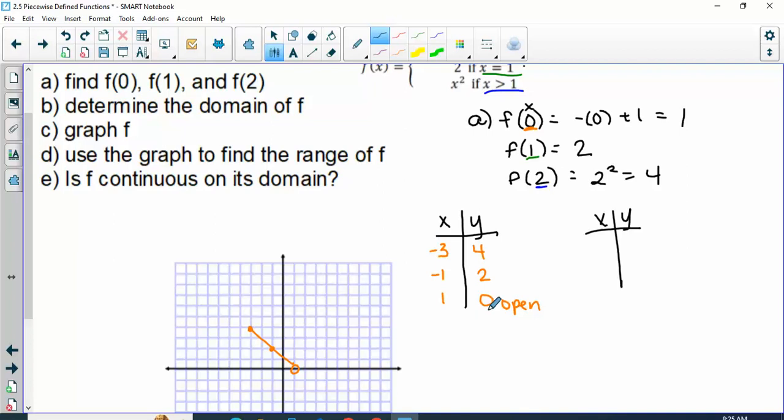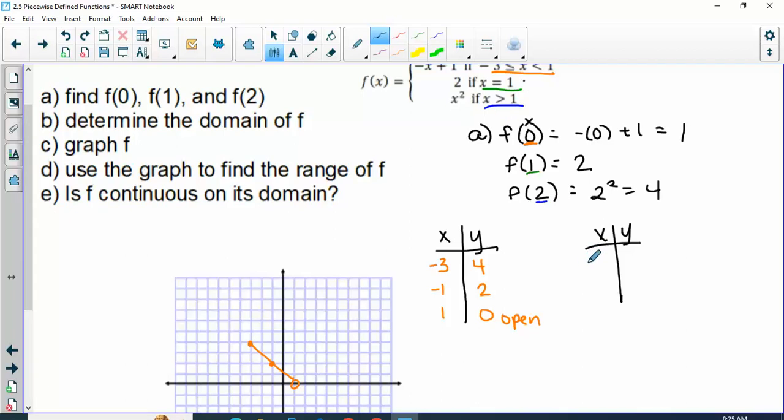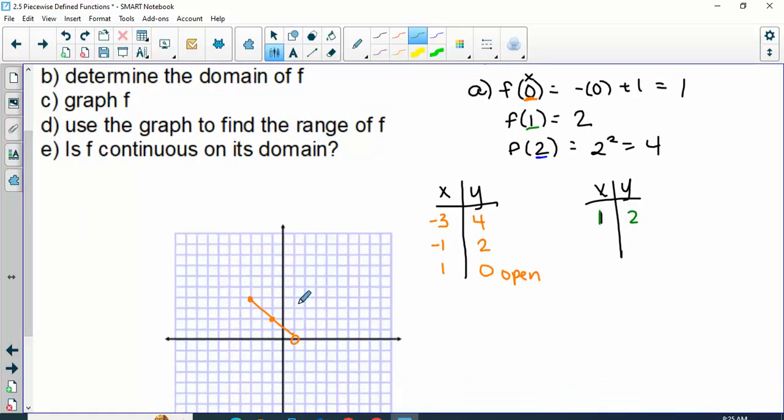Next one. 2 of x equals 1. So the only x value we can put in is 1. And when we put in 1, we are going to get out 2. How would I graph that? It's just a single point. That's all that piece is giving.